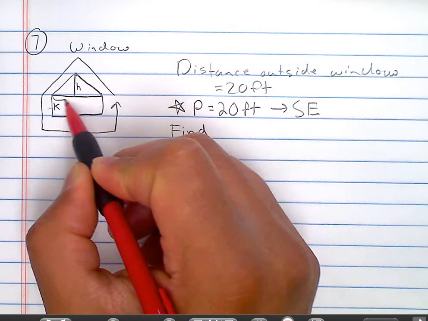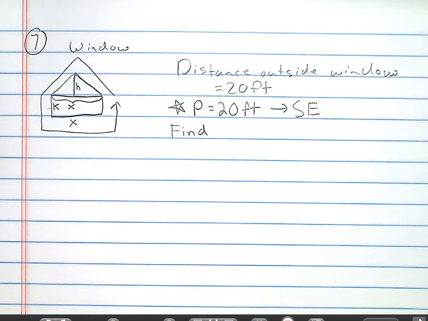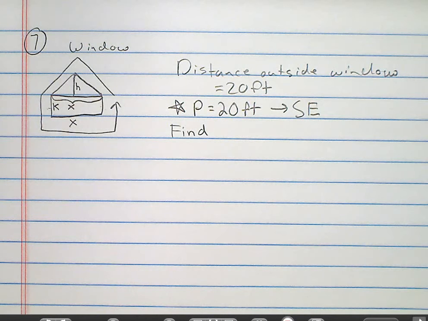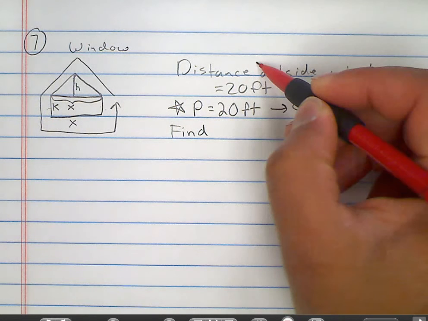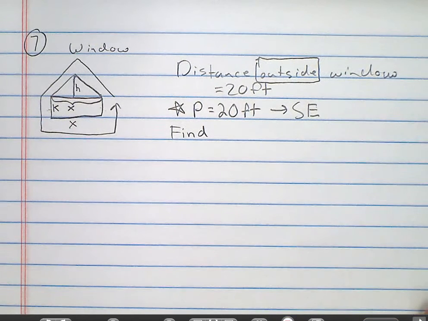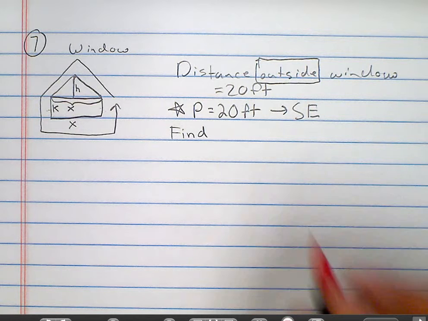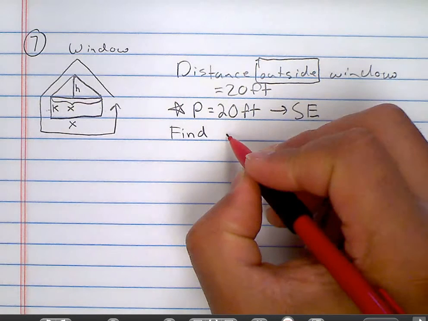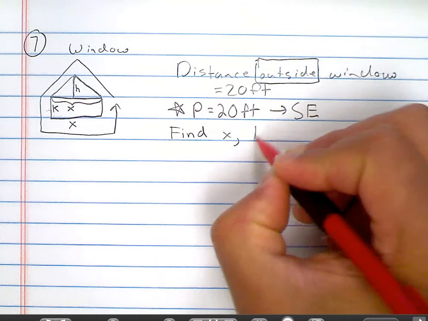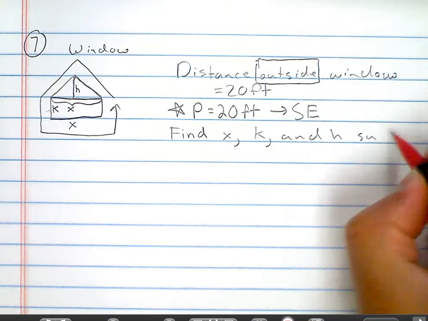Is the question saying that it's not there? Because if there's a board right there, then there's extra. Well, here's the key word: it's outside. The distance outside the window is 20 feet, so it's not even included. Yes. Okay, so we want to find X, K, and H such that we maximize the area.